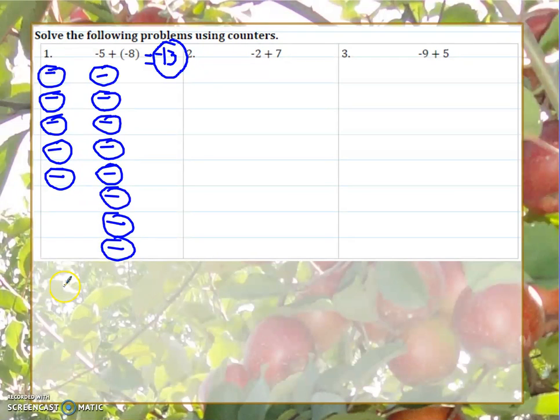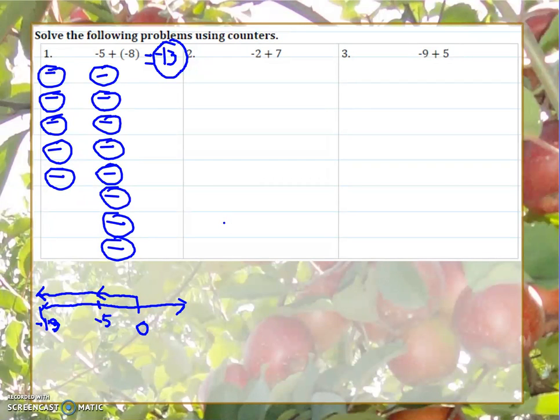If we used a number line, on the number line, you always start at 0. The first number tells me to go to the left because it's negative 5. So we would go to the left to negative 5. Then we would go to the left 8 more spaces. And we would land on negative 13.